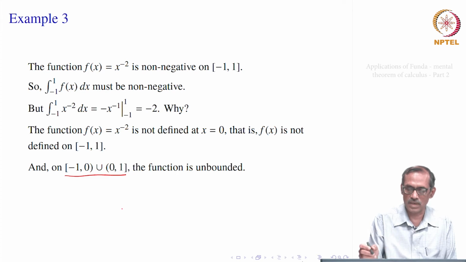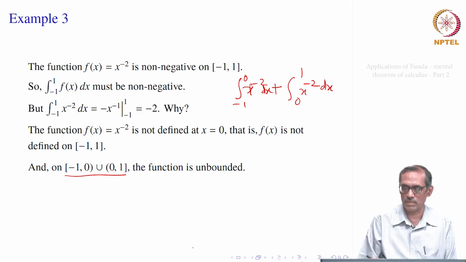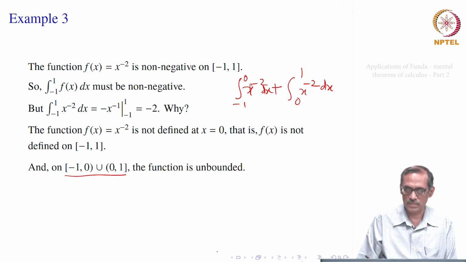If it is not defined at one point, you can break it up, but of course it will be a different problem. It will be something like integral from minus 1 to 0 of x to the power minus 2 plus integral from 0 to 1 of x to the power minus 2. What about this integral? Even if it is not defined at 0, this integral may be defined. But what happens near 0? x becomes very small, so 1 by x squared becomes very large when x approaches 0. So this function is really unbounded.